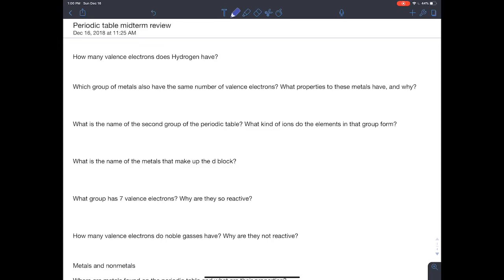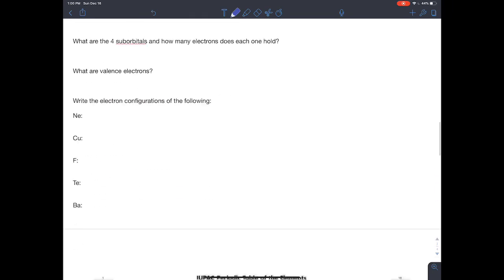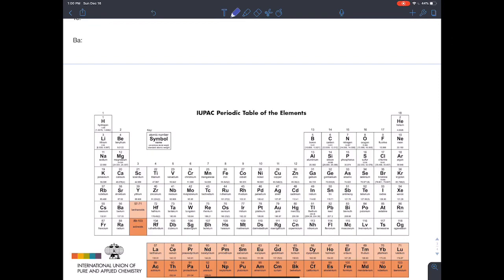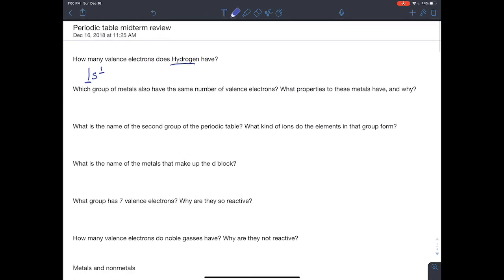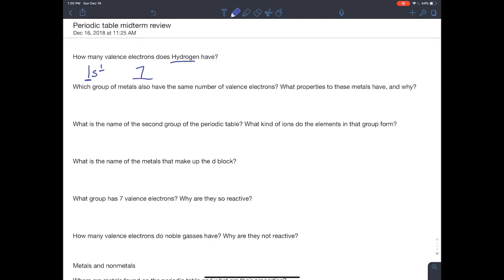So let's talk about hydrogen. How many valence electrons does hydrogen have? Well, hydrogen's configuration is 1s1, right? So this is the energy level. It's the only energy level. It's the outermost energy level. We have 1 electron. You could also do this by looking at the periodic table, seeing that hydrogen is right there. It's in the first group. Everything in the first group has 1 valence electron. So the answer here is just 1.